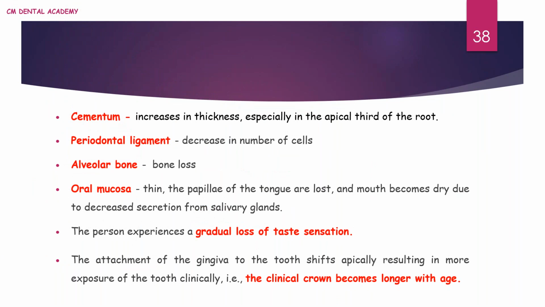Cementum shows increase in the thickness, especially at the apical third. Periodontal ligament shows decrease in the number of the cells. Alveolar bone undergoes resorption. In case of oral mucosa, it becomes thin, the papillae of the tongue are lost, and the mouth becomes dry, with decreased secretion of the salivary gland.